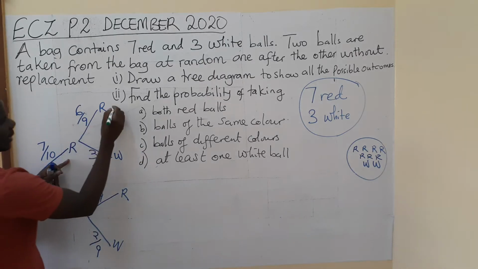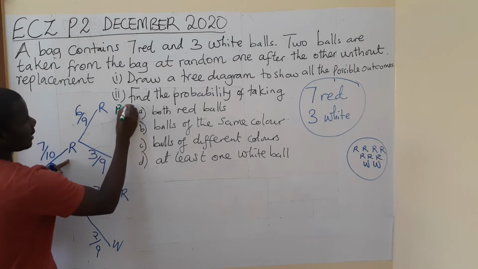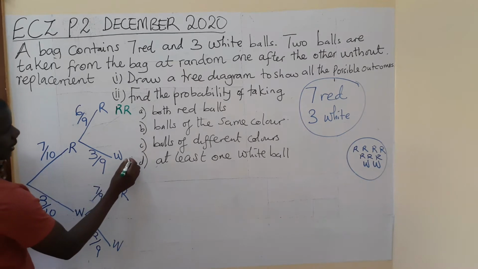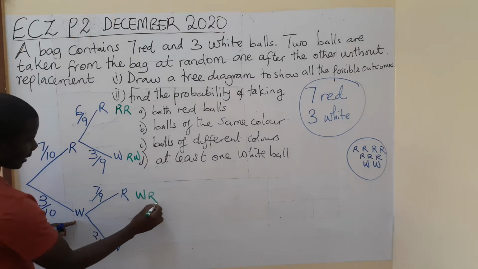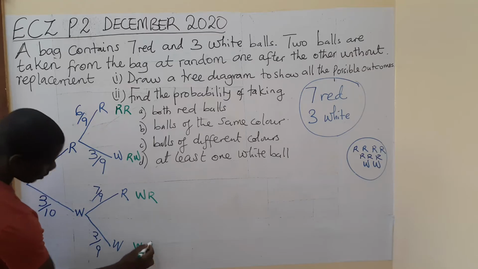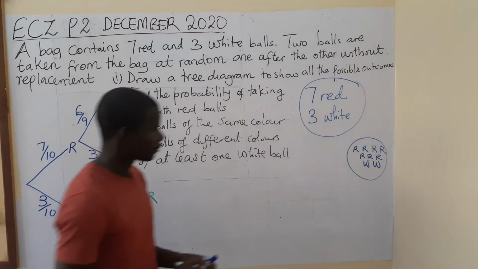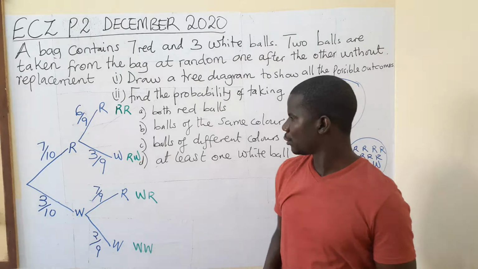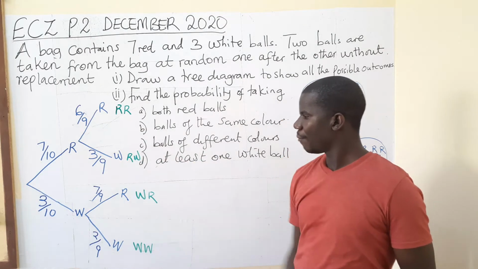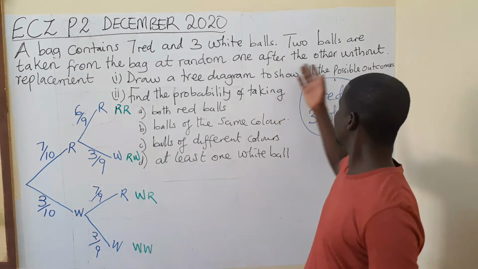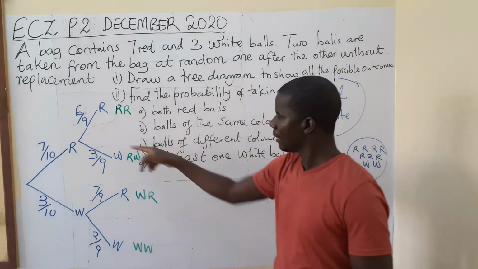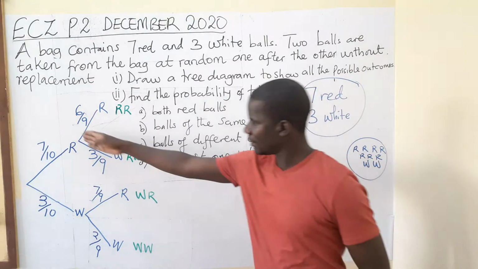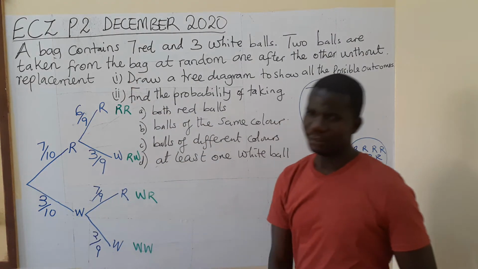What is the first one? This is going to be red and red. This one is going to be what? Red and white ball. And this one is white ball, then red. This one is white ball and white ball. Okay? That is what we are supposed to do. These are the probabilities that are expected. If they said 3 balls are taken, it means we were going to have a third draw. Otherwise, this is the first draw, then this is the second draw.